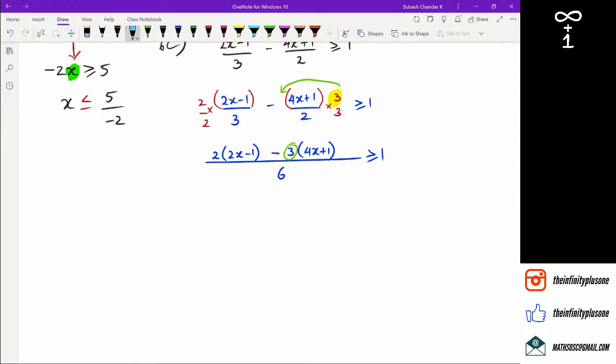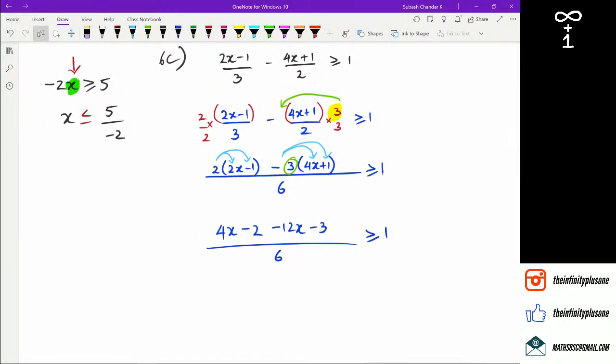So I've got 2 times 2x, 2 times -1. Now this is considered as -3 times 4x and -3 times 1. So when I do this, 2 times 2x is 4x, 2 times -1 is -2, -3 times 4x is -12x, and then -3 times 1 is -3. All of that is divided by 6, greater than or equal to 1. Simplifying the 4x minus 12x, it gives me -8x. -2 minus 3 is -5 over 6, greater than or equal to 1.